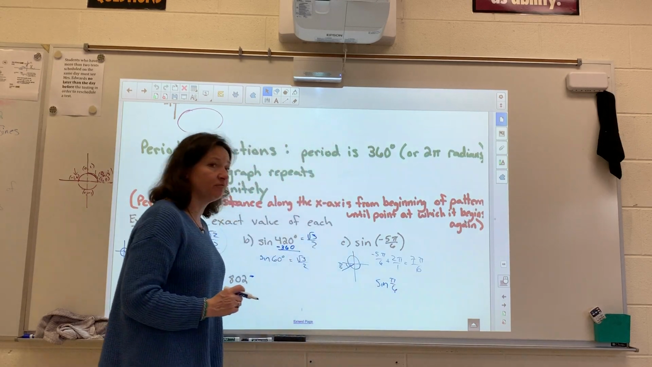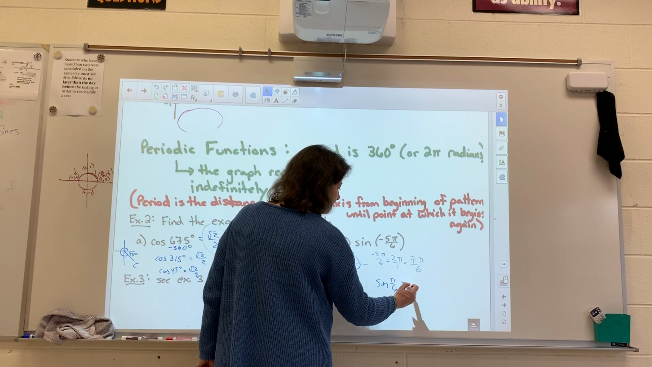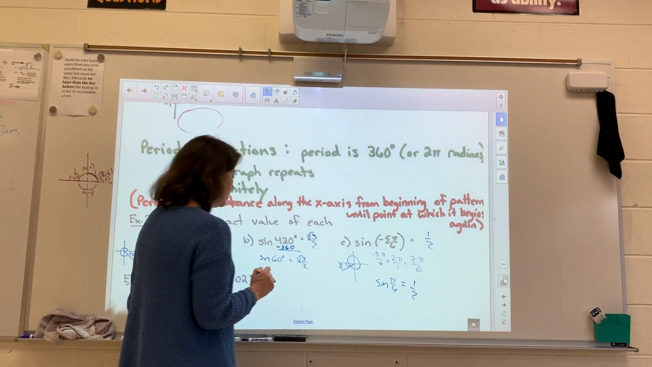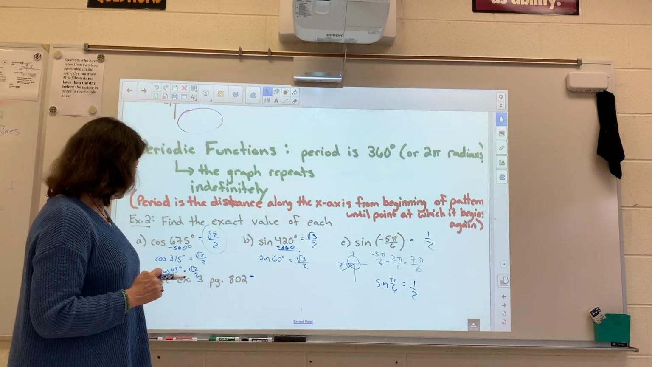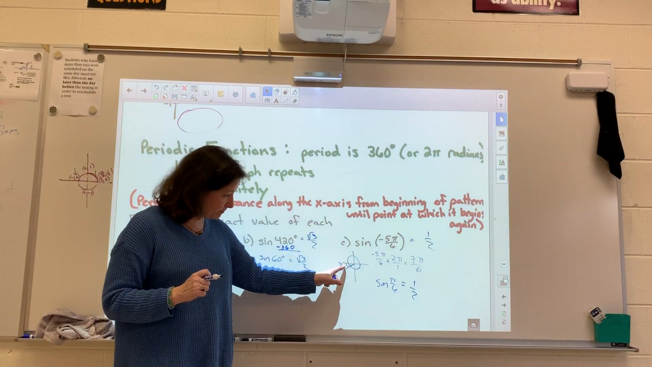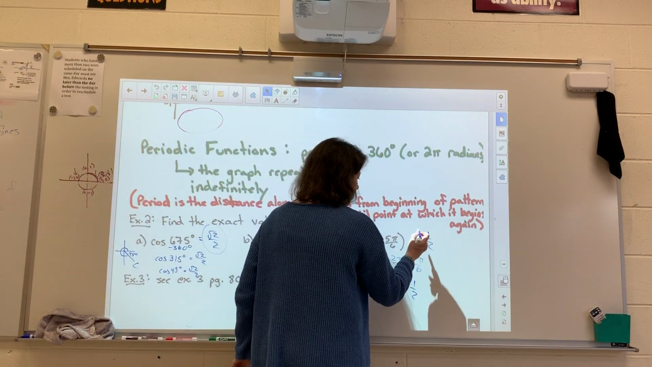Well, what is sine of pi over 6? That's right, it's 1/2. But then we have to look at the location, and where are we located? We're located in the same place as 7 pi over 6, which is the 3rd quadrant, so it will be negative. Good.